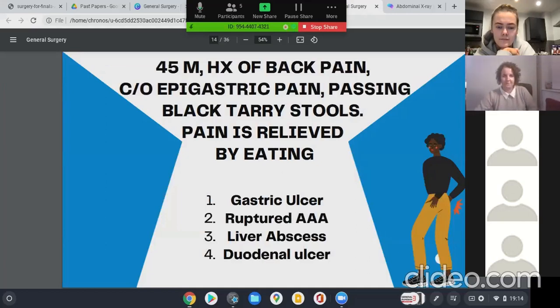We've got a 45-year-old male who has a history of back pain, and they're complaining of epigastric pain, and they're passing black tarry stools. Pain is relieved by eating. So which of these might the patient be suffering with? Feel free to shout if you've got an answer or a question.